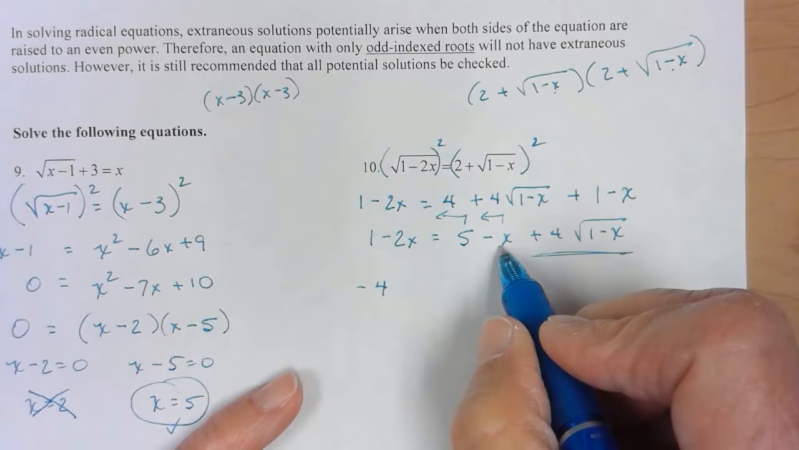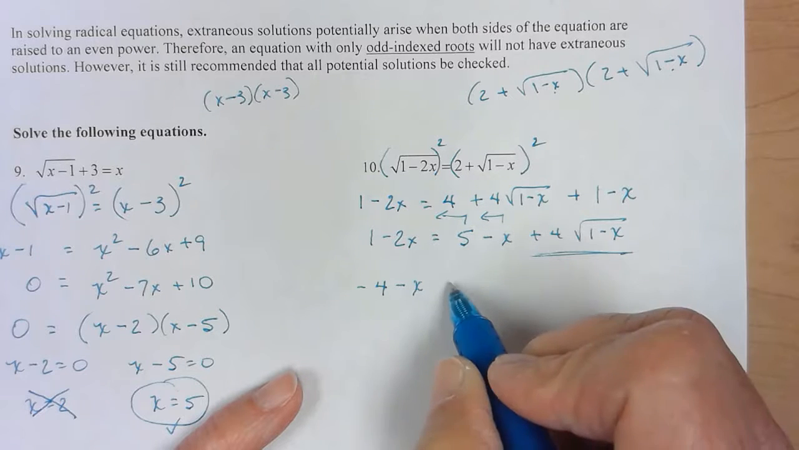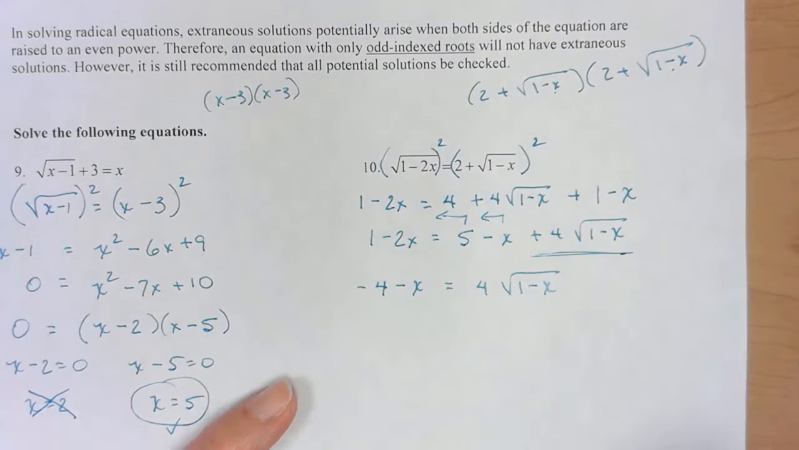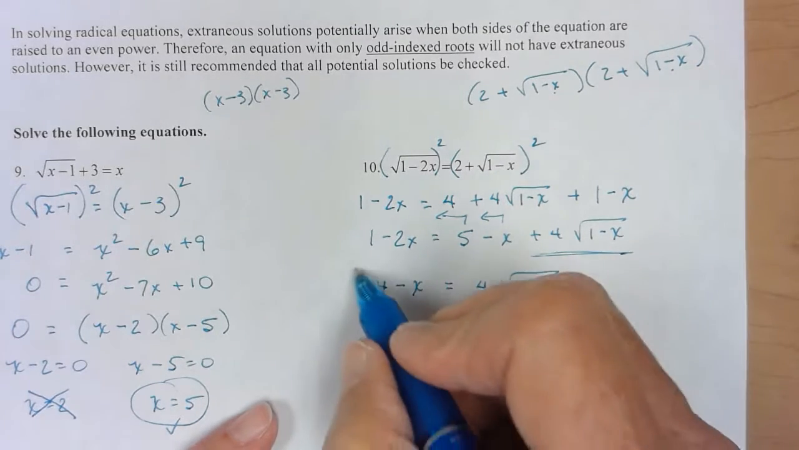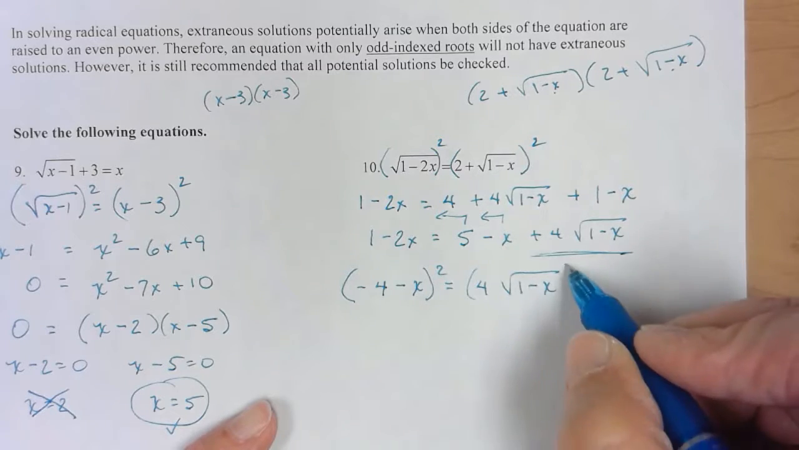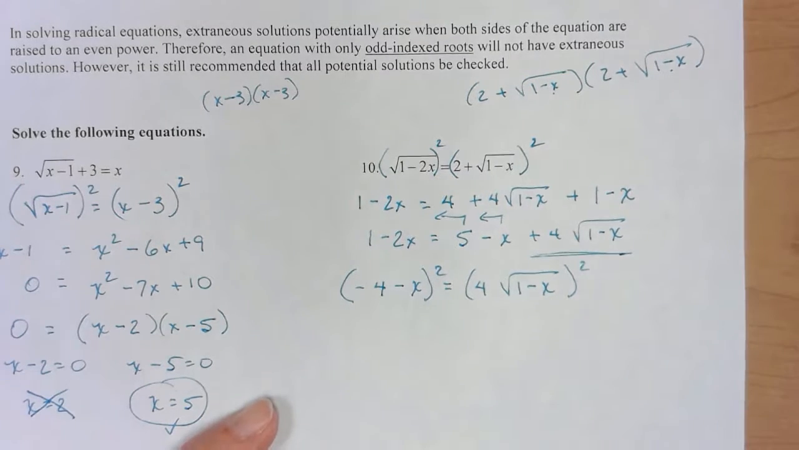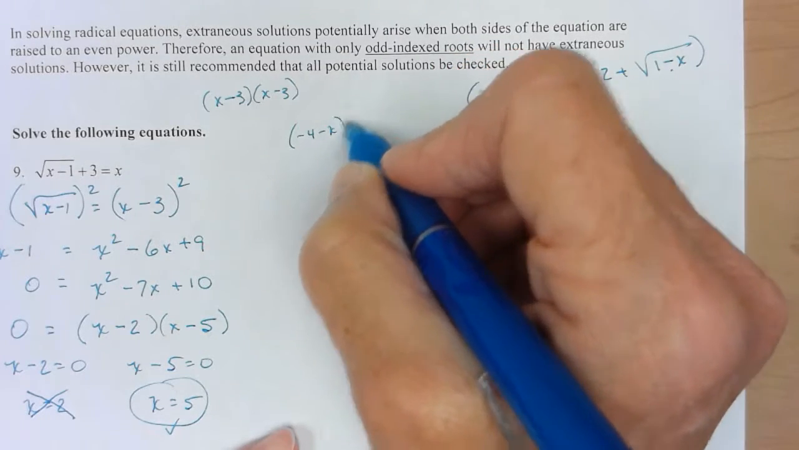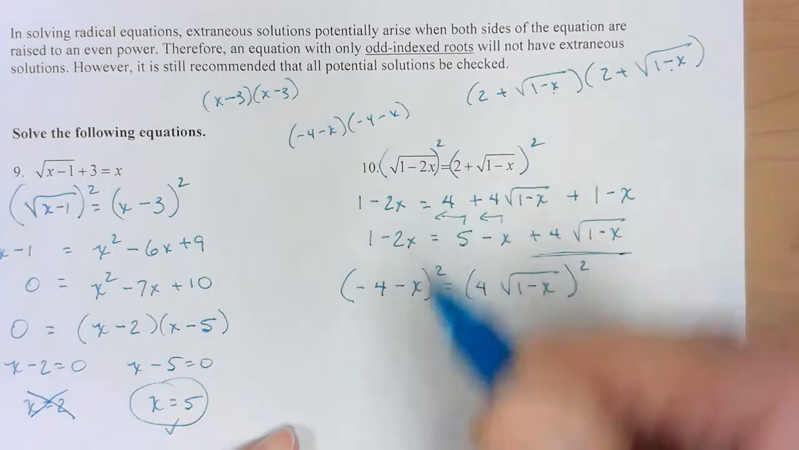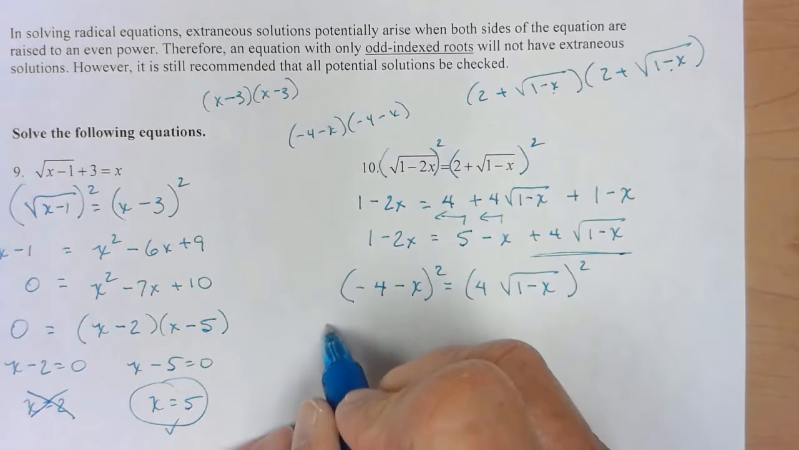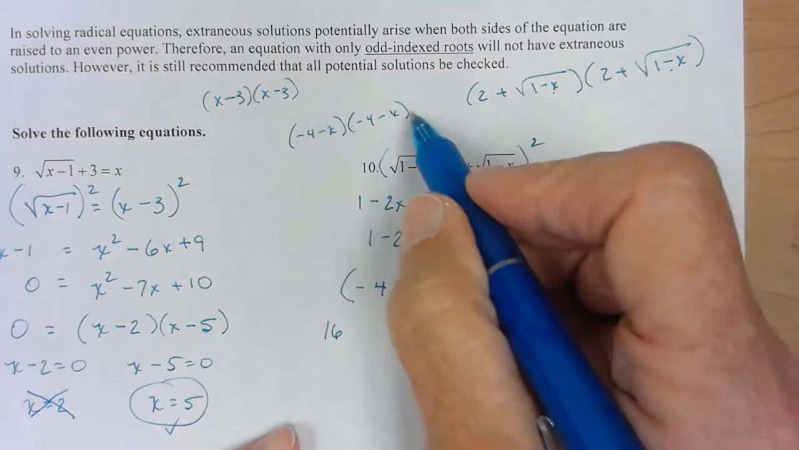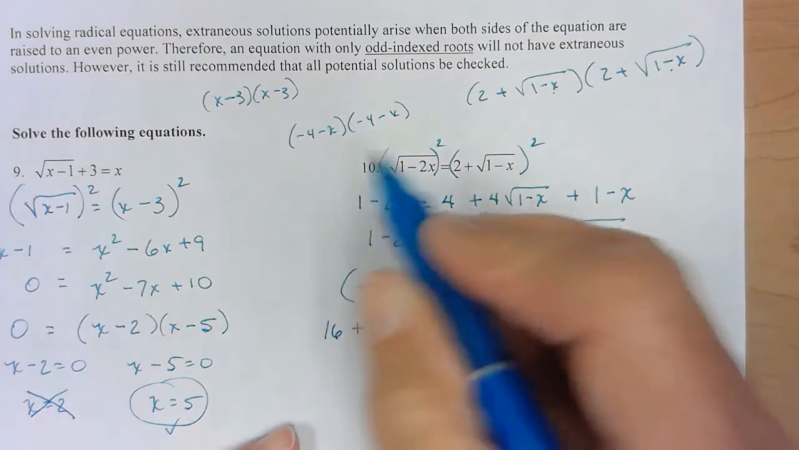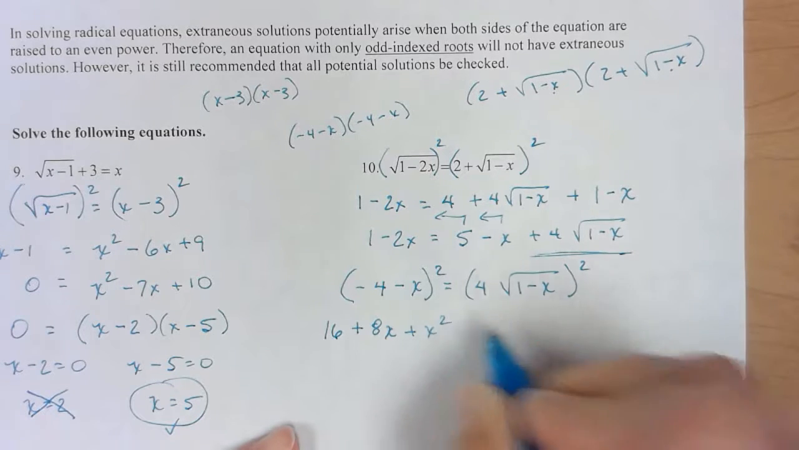Move that, I would add it, so it would be negative x equals 4 square root of 1 minus x. Alright, now I square it again. Keep doing this until I get rid of the radicals. So squaring this side, again, if you need, go and write it down. Negative 4 times negative 4 gives me 16. Outside would be a positive 4x, inside's a positive 4x. Last times last would be a plus x squared.